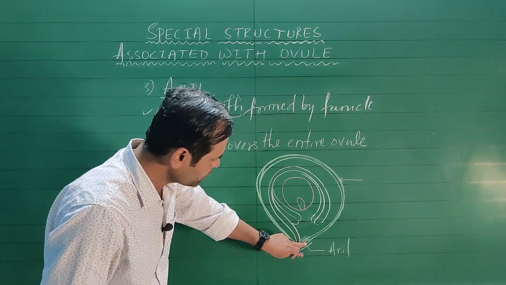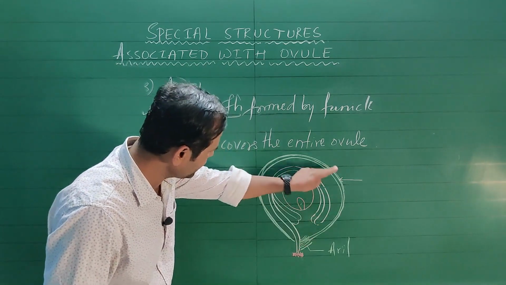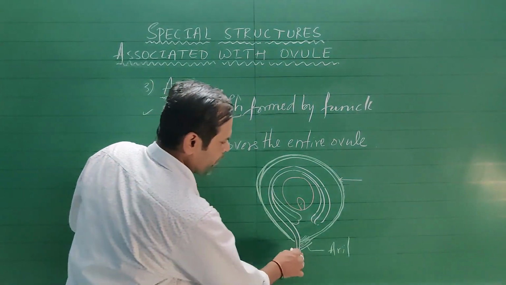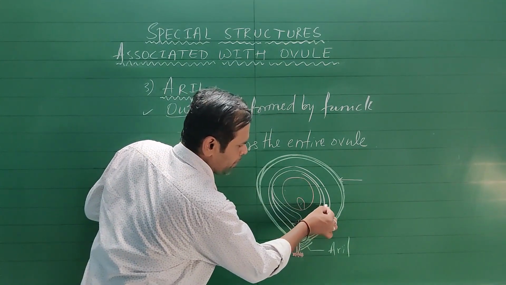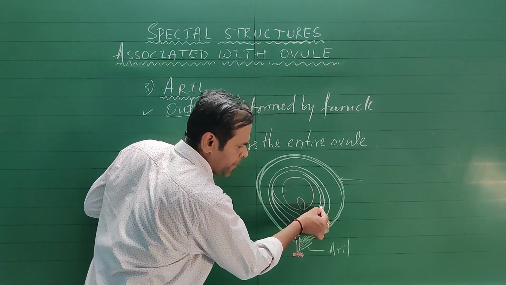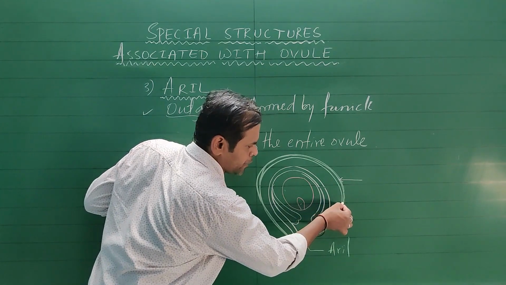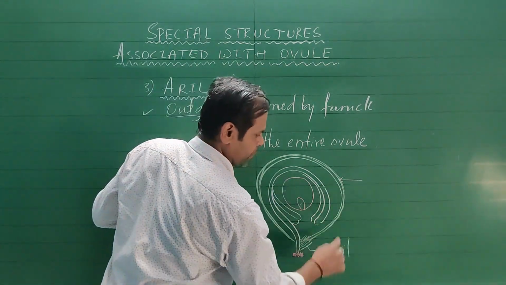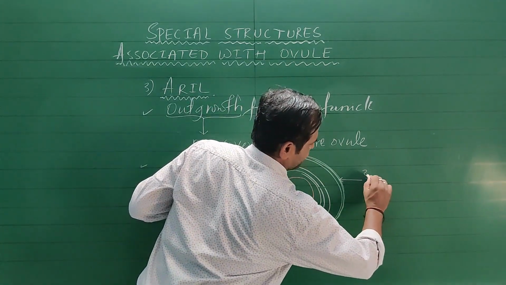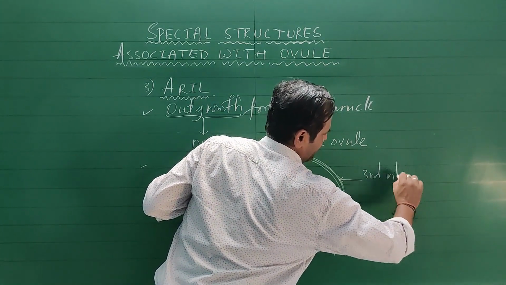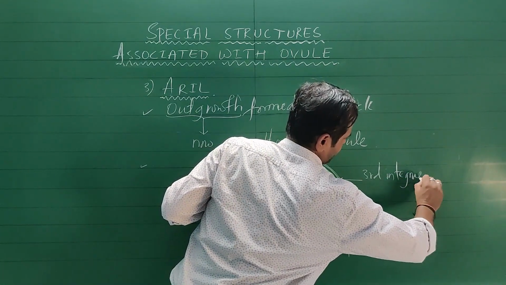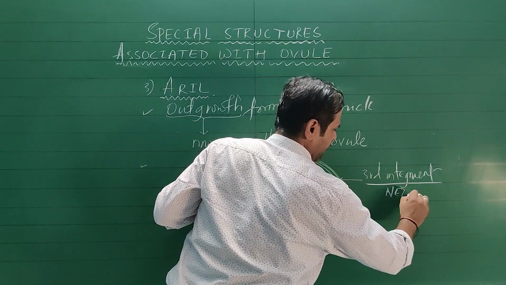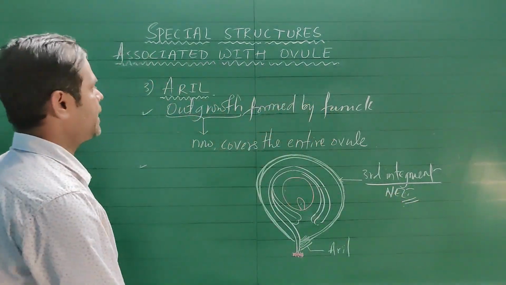Now, the outgrowths of funicle which cover the entire ovule are called aril. You can see the ovule is covered by one integument, two integument, and this one is the third covering, the third integument. So that's why aril is also known as third integument. So which one is the third integument? Aril. Important question for the NEET.